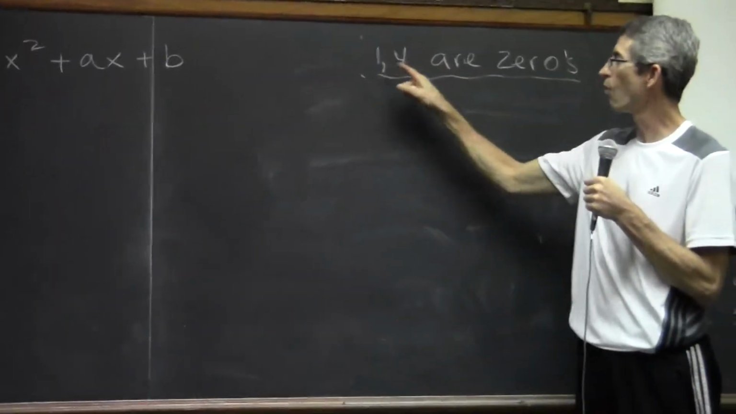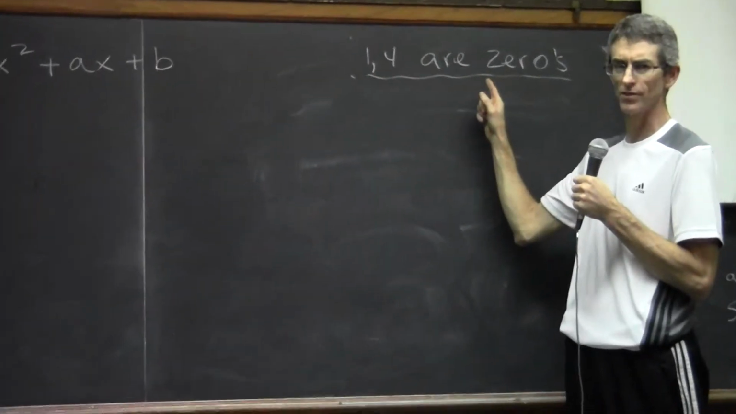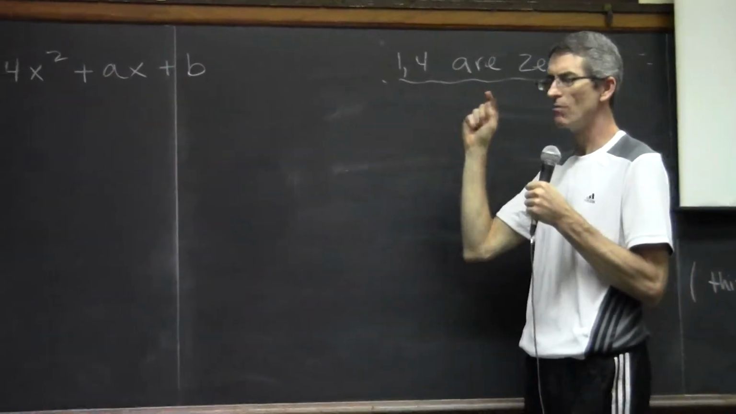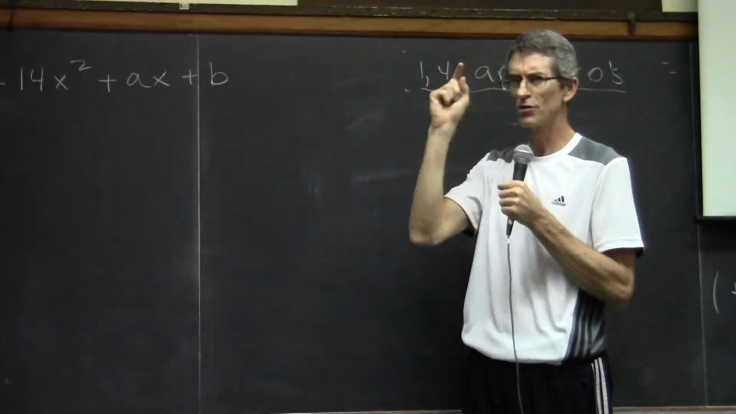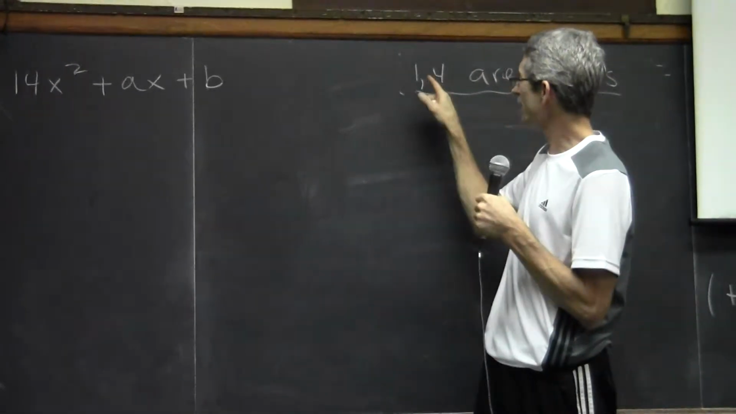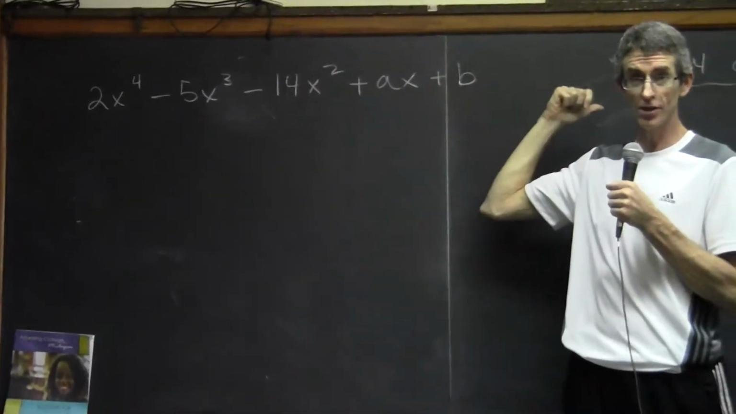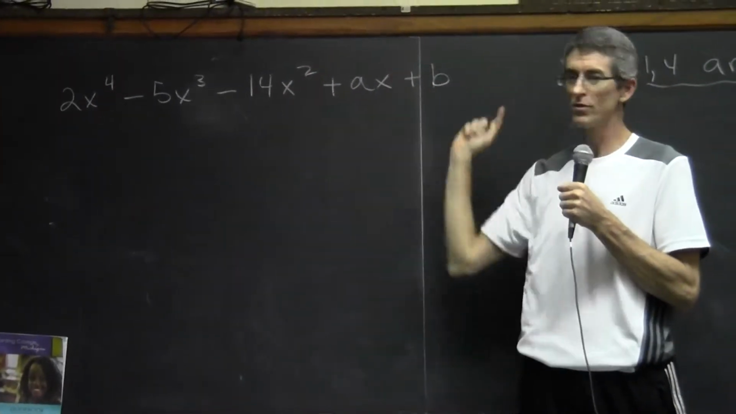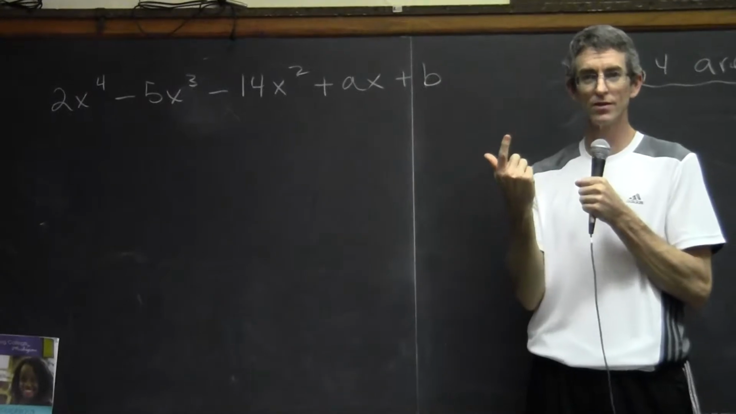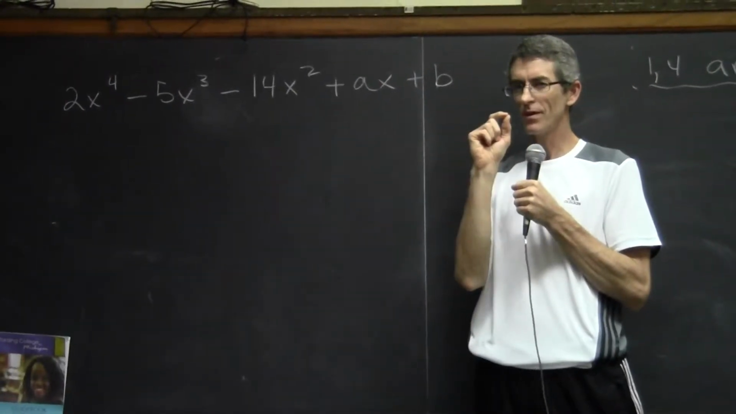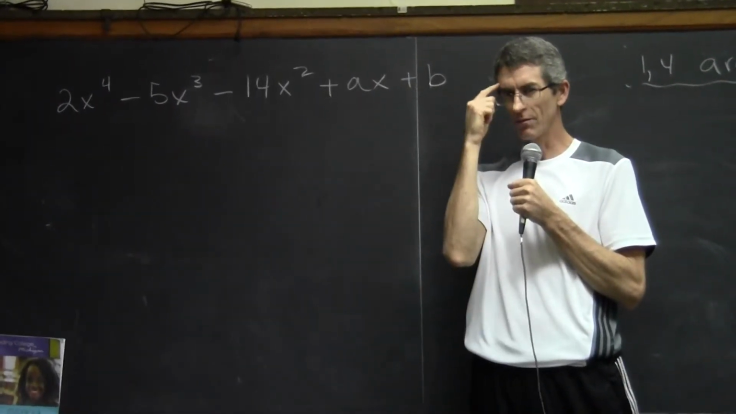They're telling you 1 and 4 are zeros to this. So in other words, remember your factor theorem or your remainder theorem, one of those theorems, if you put in 1 and substitute it in, then if it's a 0, that means this whole polynomial is going to turn into 0. That's going to be a root to this problem. So put that in the back of your mind.